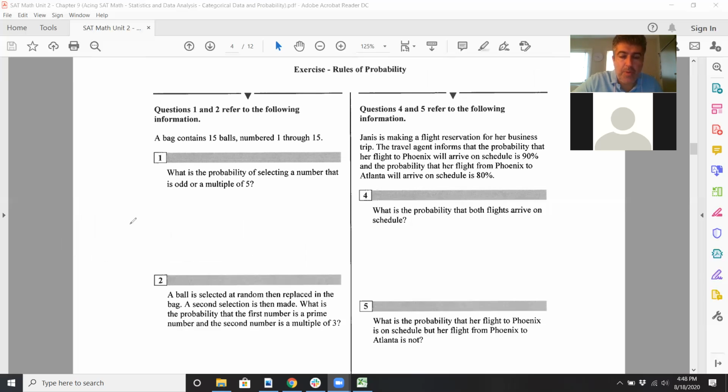So which of these numbers are prime numbers? One's not a prime number. A prime number has to have exactly 2 factors. Like 2 is a prime number. 3, 5, 7, 11, and 13. Those are the only prime numbers I got. So that's 6 out of 15.